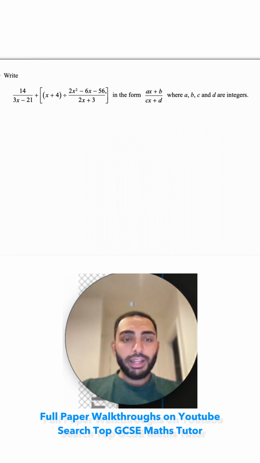So normally I would use the AC method, multiplying 2 by minus 56, find the factors and so on. But this time I'm going to do it by inspection because 56 is quite a large number, so it might not be the best method to use for this one. So I'm looking to factorize 2x squared minus 6x minus 56.